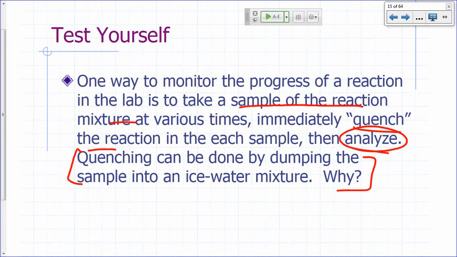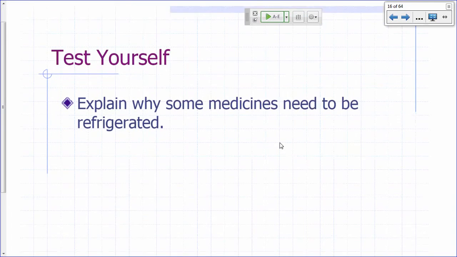Not only are you slowing down the reaction, you're mixing it with a lot of ice and water. So what are you doing to the concentration? You lower the concentration, you spread out your reactant, so the rate at which they can react will slow down significantly. So that's what quenching means. And so once you've quenched your reaction at that point in time, then you can do an analysis. You can determine how much of your reactants are left or how much product you've made.